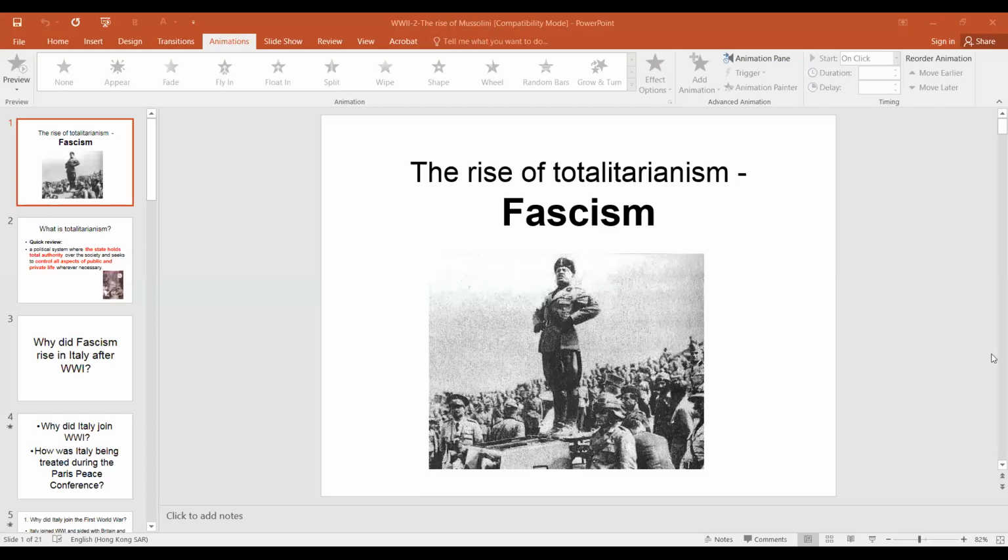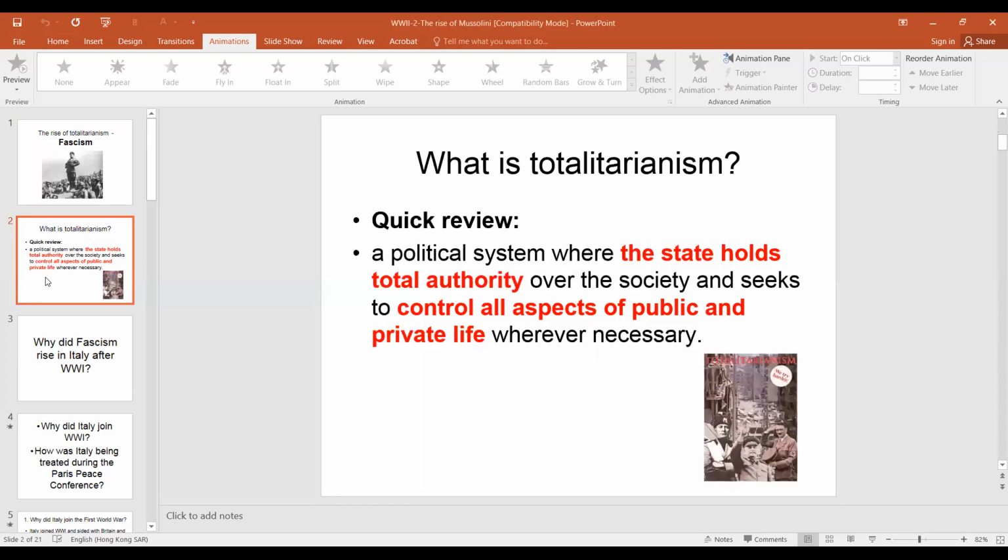Okay, students, today we are going to talk about the rise of Fascism, which is one of the examples of totalitarianism. So first of all, do you still remember the meaning of totalitarianism? Before we move on, just a quick reveal. Totalitarianism, in Chinese 极权主义, refers to a political system where the state holds total authority over the society and seeks to control all aspects of public and private life.